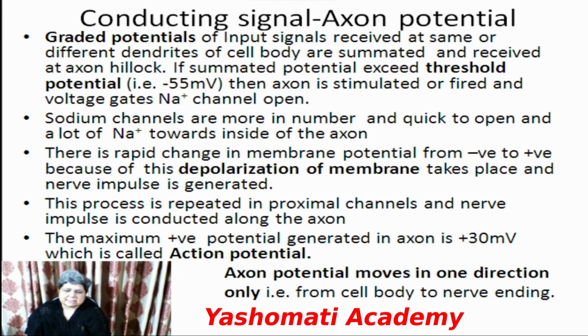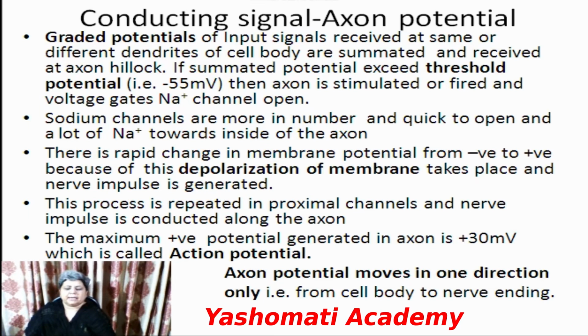That means the inside of the plasma membrane is 70 millivolt less positive as compared to the outside. When there is a stimulus because of which this potential difference gets altered, the sodium potassium pump resets it, and those small changes are called gradient potentials.